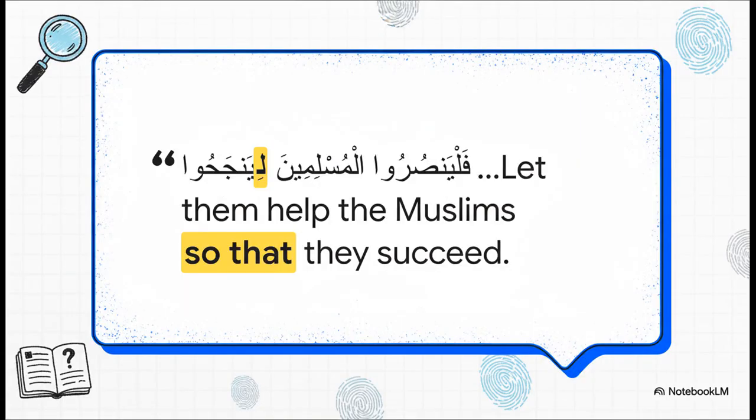This is great because it actually has both types of lam. The first part, lam-al-amr, well, that's easy for us now, right? We see the fa, we see the silent lam, so we know it's a command. Let them help. But then you get to the second lam, liyanjahu. There's no particle in front of it. So is it "they should succeed" or "so that they succeed"? The context makes it crystal clear. We just heard a command, so this second part must be giving us the reason for that command. Let them help the Muslims so that they succeed. Context is king. It solves the case.